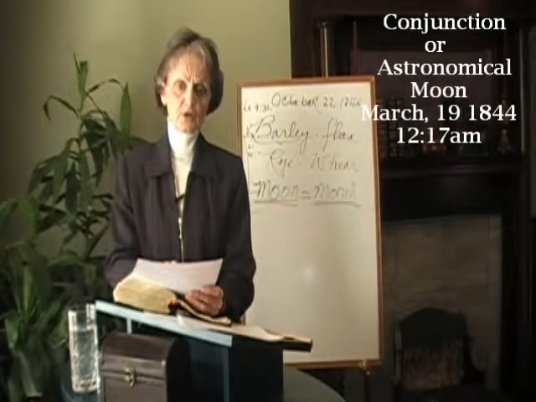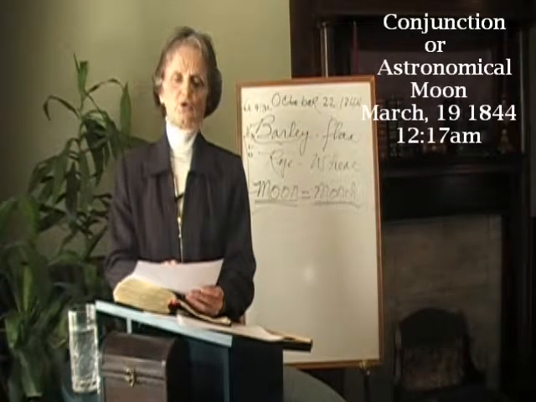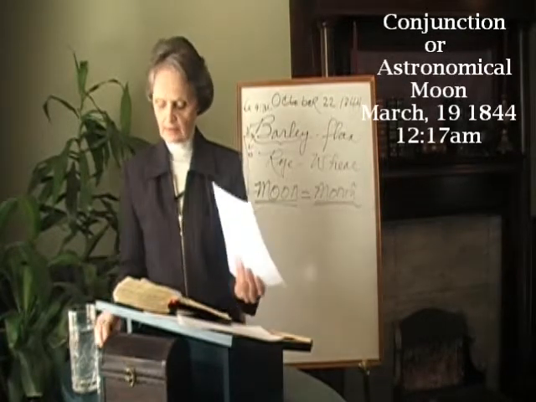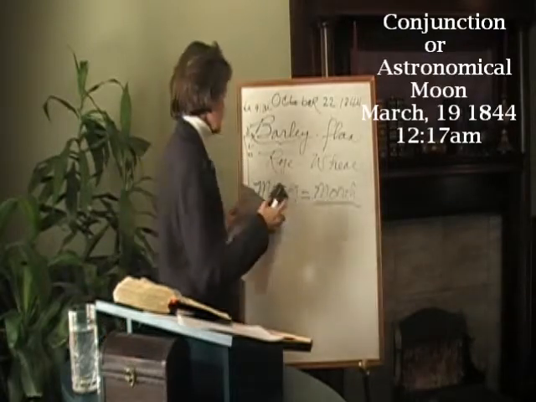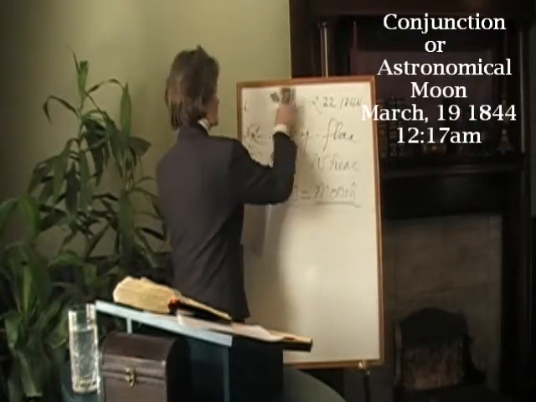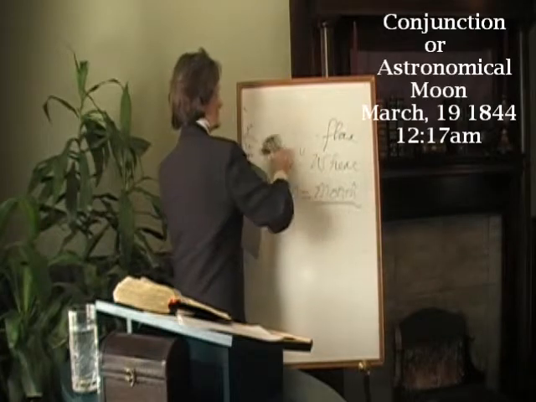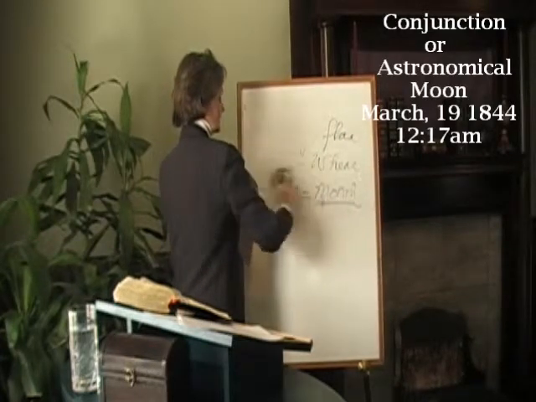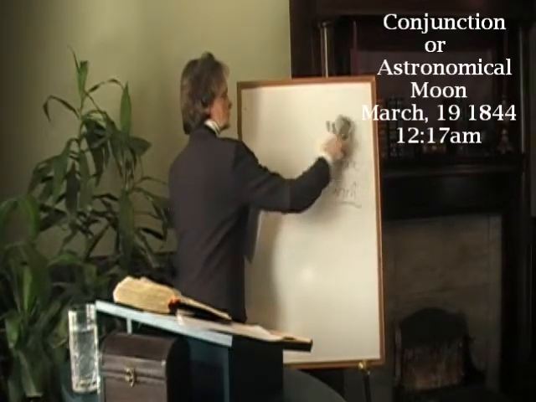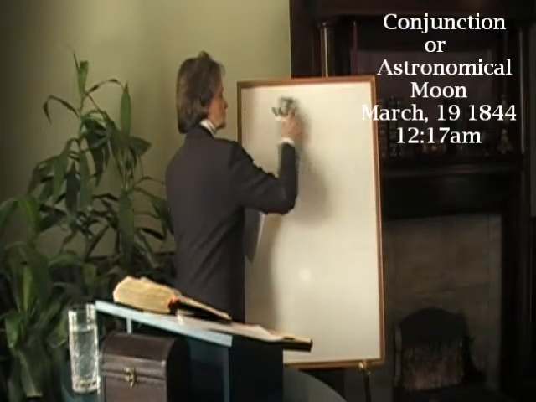In March of 1844, the new moon was on the 19th at 12:17. So let me write it down so you'll have an idea of what I'm talking about. It's not complicated, so don't be afraid. But remember, we're being charged for dates here, so we need to prove those dates.